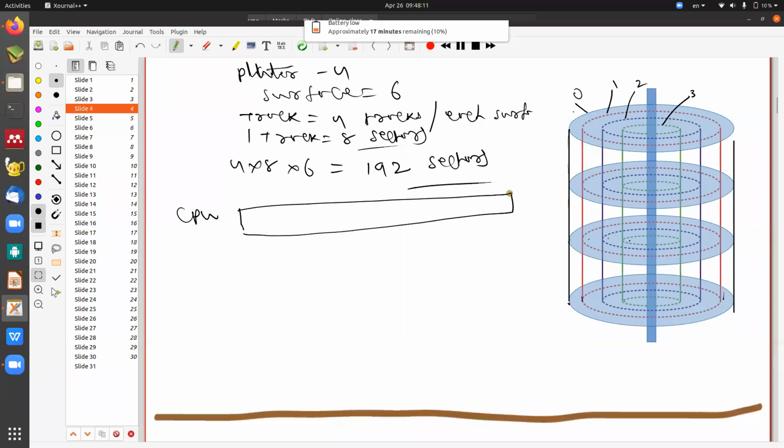समझ पा रहे हो? Very interesting now. वो क्या सोच रहा है? My sectors are present in each surface. But now what the CPU thinks? The CPU thinks that my sectors are represented as an array. Then कितना sectors है? 0 to 191.